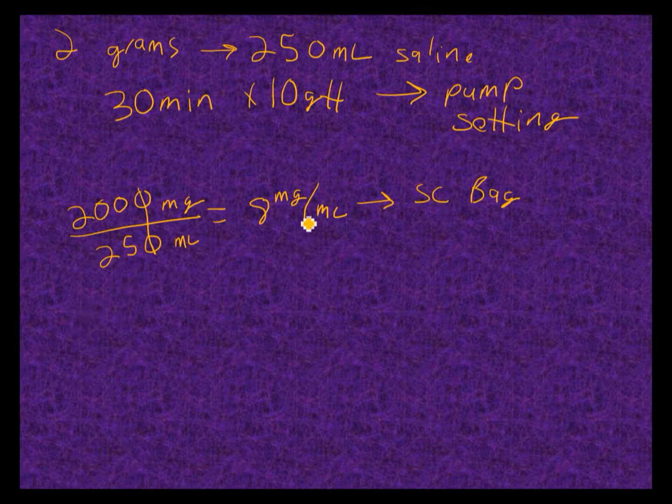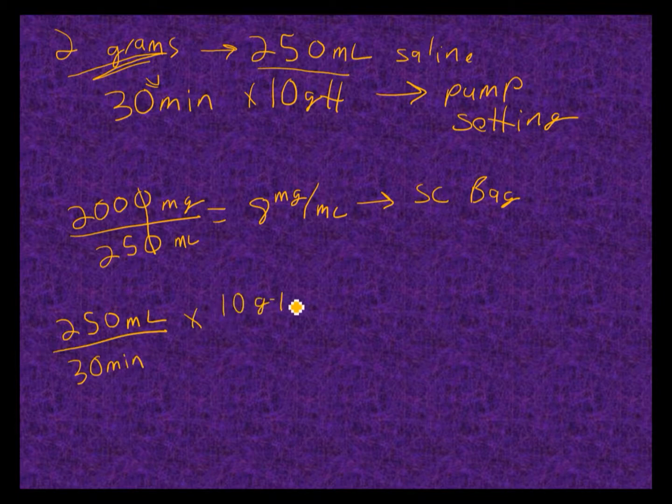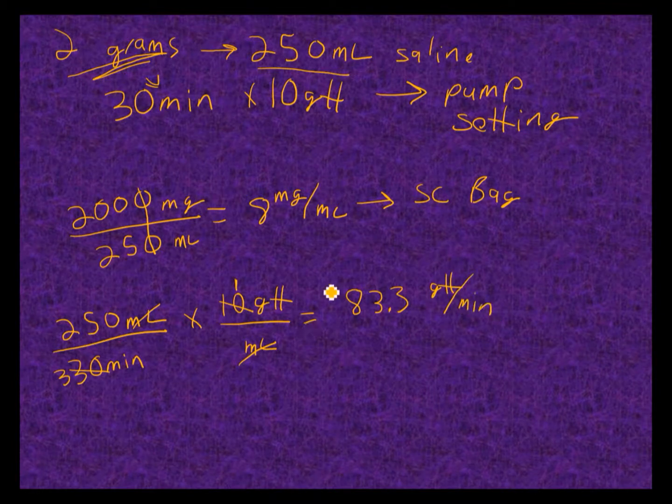Then they tell me they want me to give this whole amount. So they want me to give all 2 grams over 30 minutes, and they want me to use this bag of fluid. Well, I know I need to take how much fluid I need to give and put it over the amount of time in minutes. And they told me for some reason they want me to use a 10-drop set. Okay, well, 10 drops is a milliliter. The milliliters go away. 10 goes into 10 once. 10 goes into 30, 3 will go into 250, 83.3 drops per minute. That's using a 10-drop set.